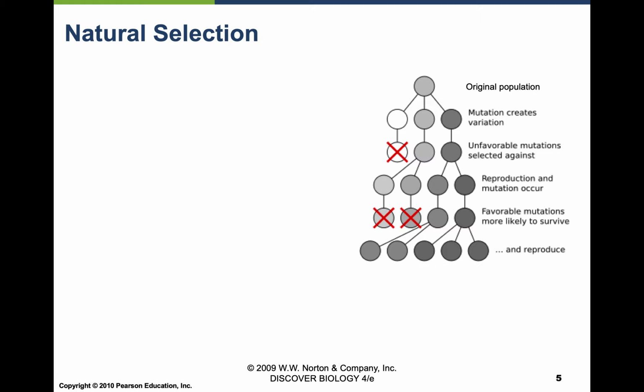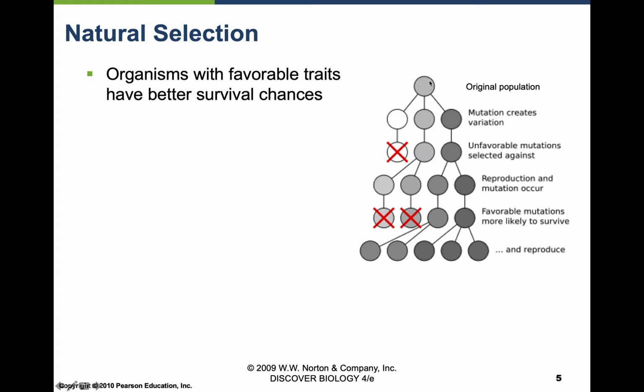So here's the original population, okay? Organisms with favorable traits are going to survive better, or they're going to have better survival chances. And generally, if you survive better, you're going to pass on more genes, okay? So here's the original population. Let's say there are some mutations that create three variations here. This mutation may go extinct in the next generation. It wasn't very favorable. As a matter of fact, it was unfavorable. So it gets selected against and it's wiped out of the population.